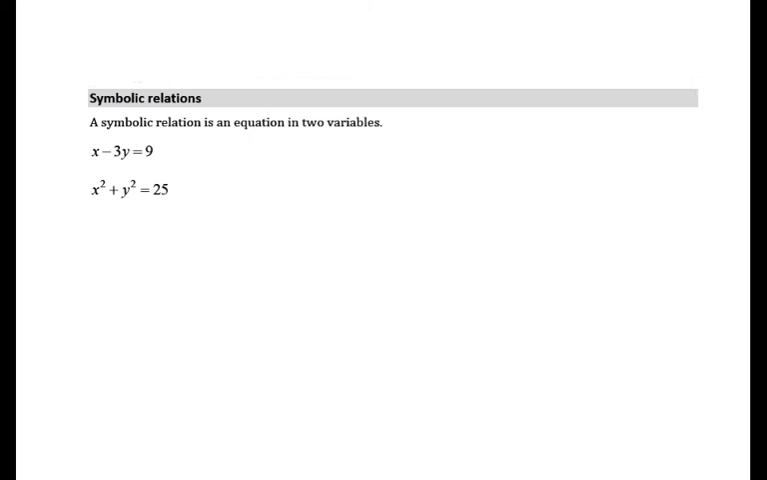In addition to graphic and numeric relations, we also have symbolic relations, and all a symbolic relation is an equation in two variables. This also defines a correspondence between x and y. We might recognize this first one as having a graph that's a straight line. So this we could call a linear relation. But it doesn't have to be linear. It can be any kind of relationship between x and y.